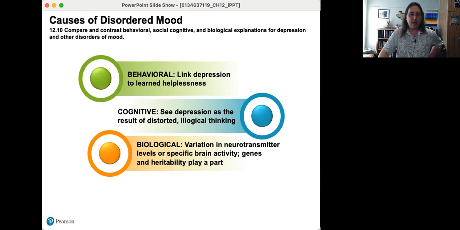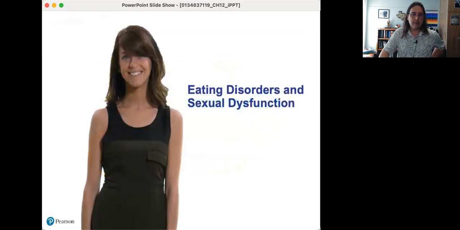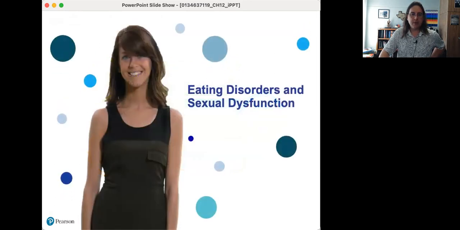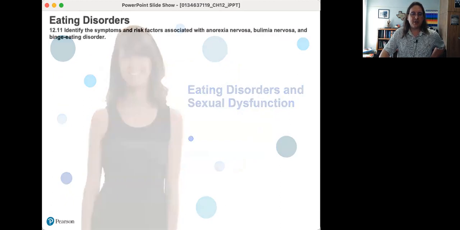Okay, and then biological, as I explained, variation in various neurotransmitter levels or specific brain activities, and genes and heritability play a part of that, right? So fluctuating serotonin, dopamine, or norepinephrine would be implicated in mood disorders. Okay, on to eating disorders and sexual dysfunction.